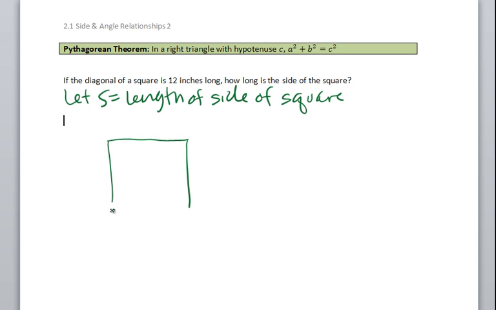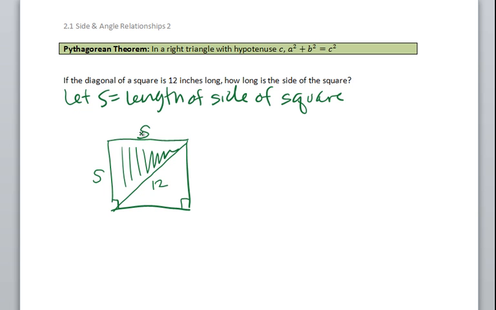Now, one of the nice things about a square is that each one of the corners is a right angle, and also the lengths of the sides are all the same. Now, the diagonal in this particular problem has a length of 12 inches. So for this problem, I'm only going to pay attention to this half, right? Because when I cut this square in half, I have a triangle. In particular, I have a right triangle. And the nice thing about it is that both the legs that are not the hypotenuse have length s.